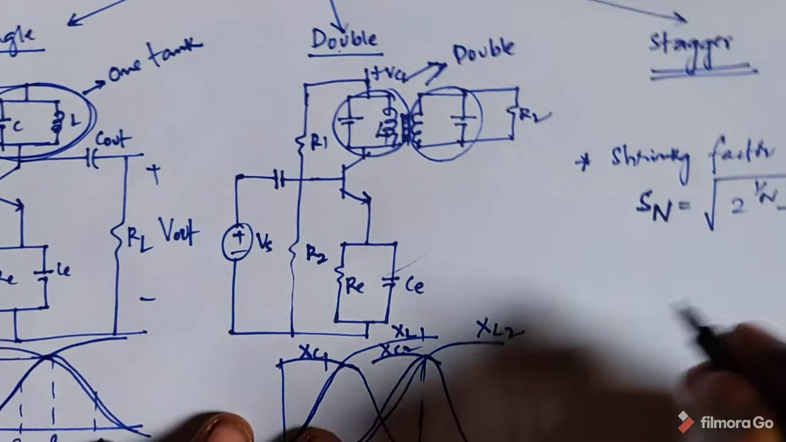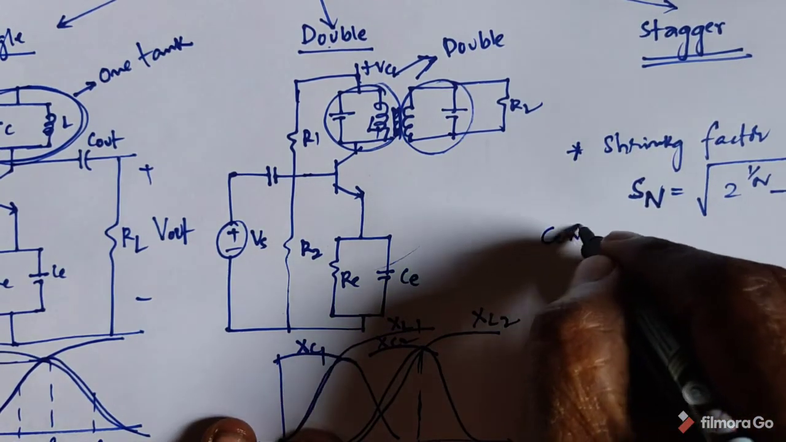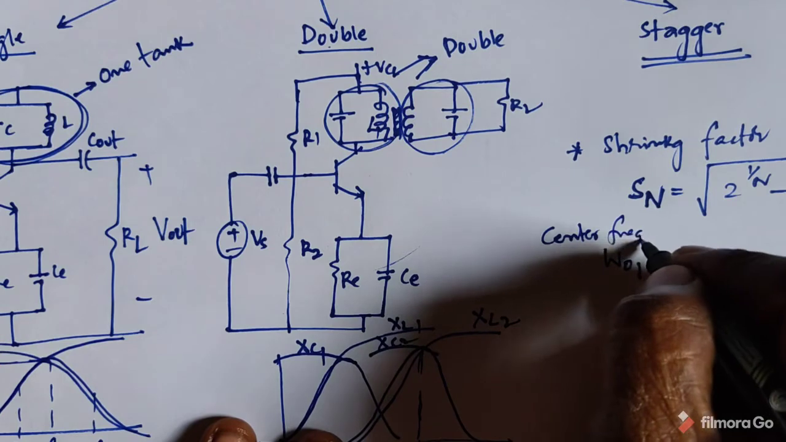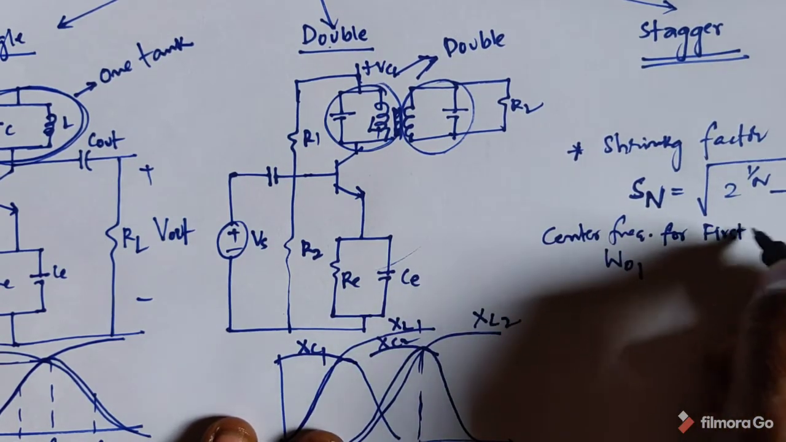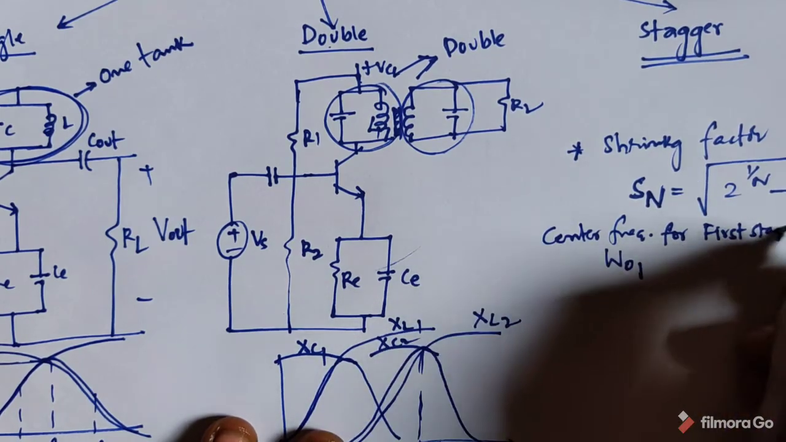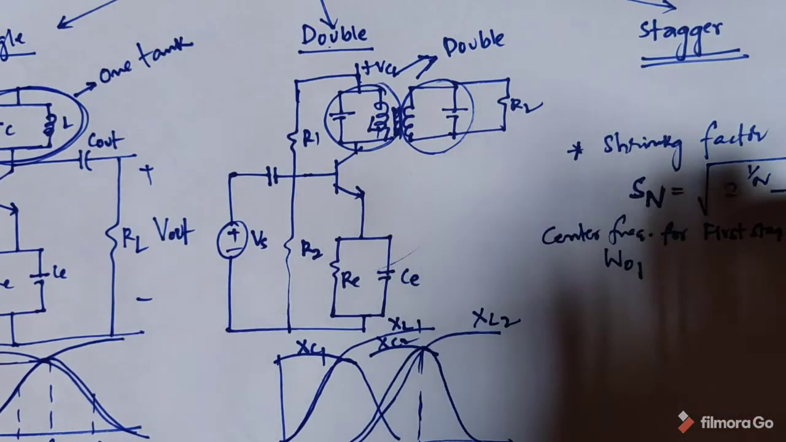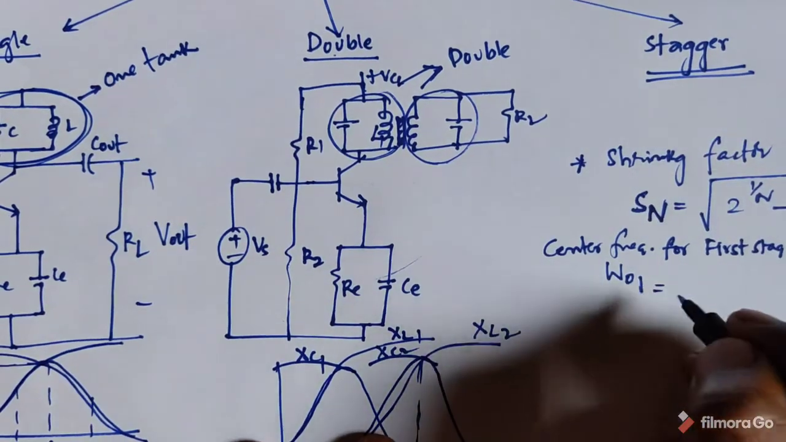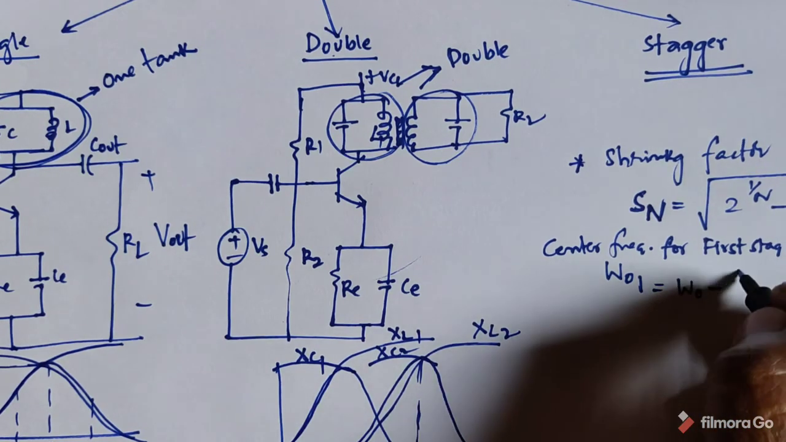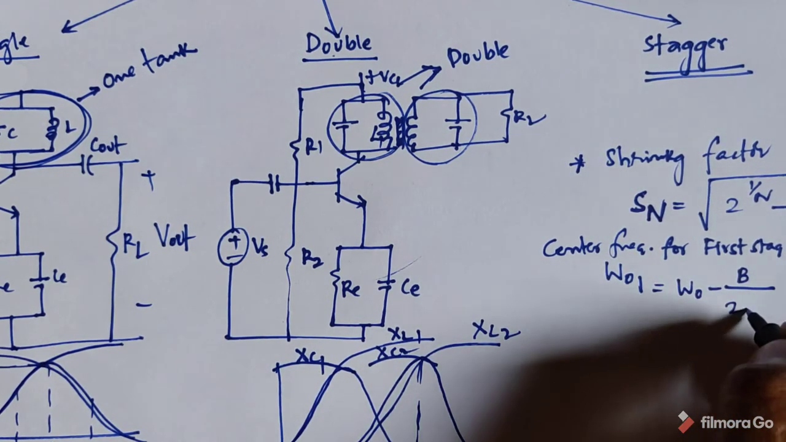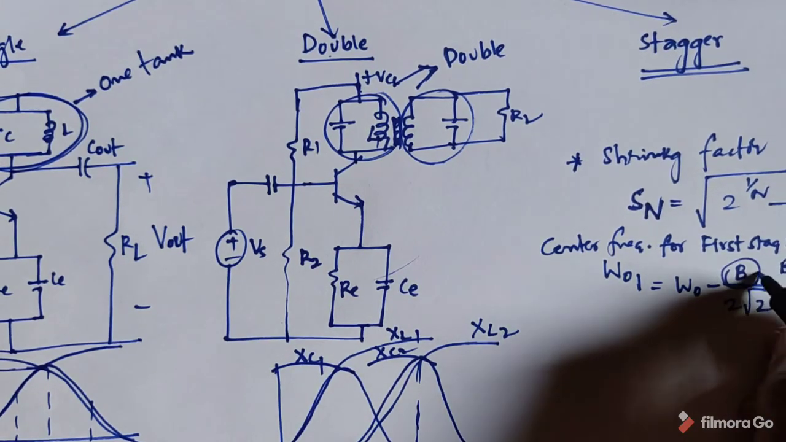Okay, so simply you can take the first stage center frequency for the first stage. First stage indicates you are using one type of tank circuit, next the second one, next the third one, fourth one, like that. You can take many. So for example, F01 is equal to W0 minus B by 2 root 2. That is the basic factor for this, where B is bandwidth.